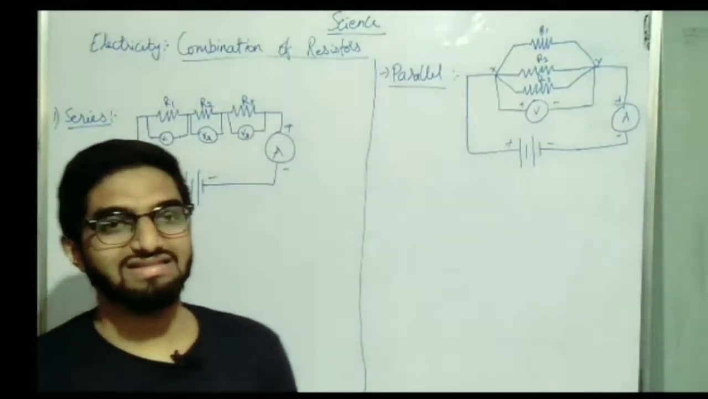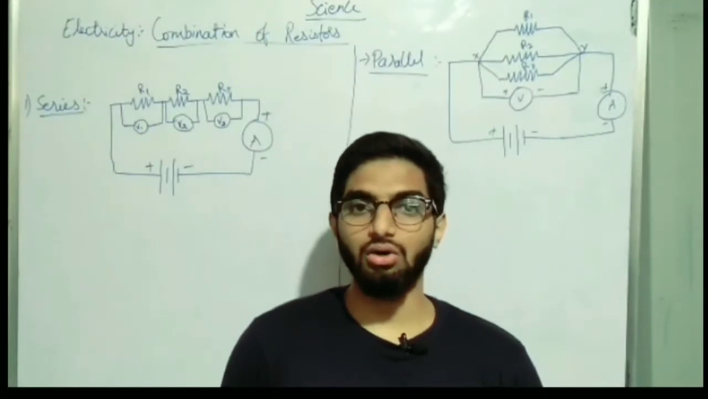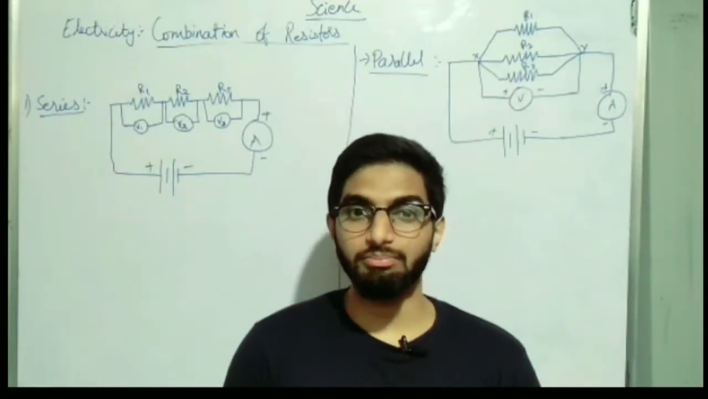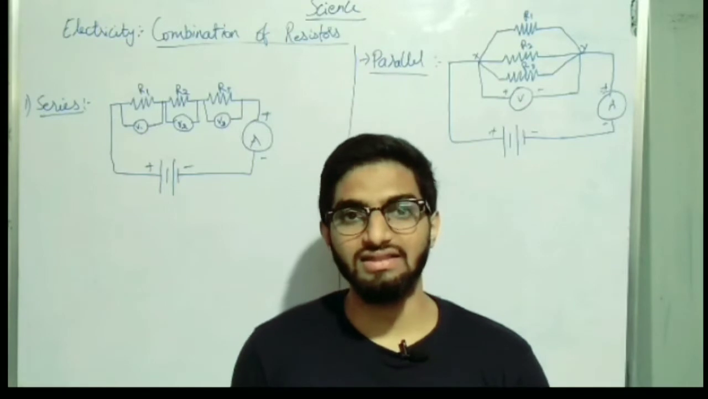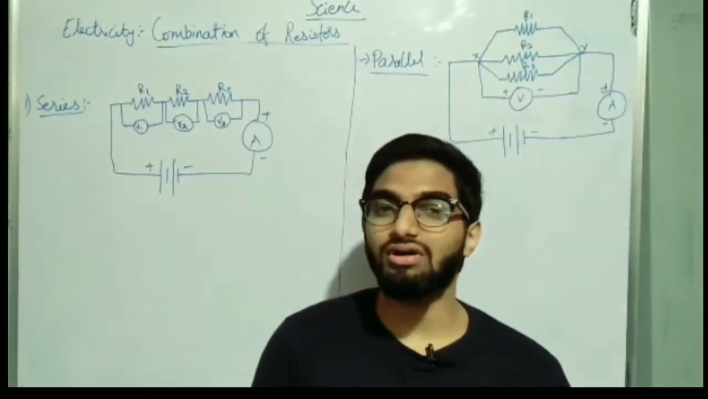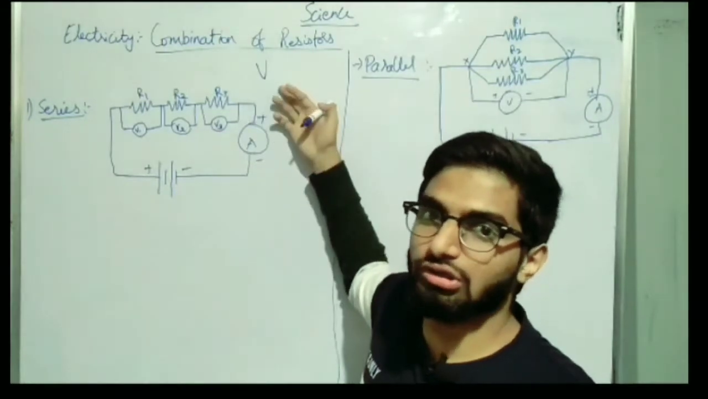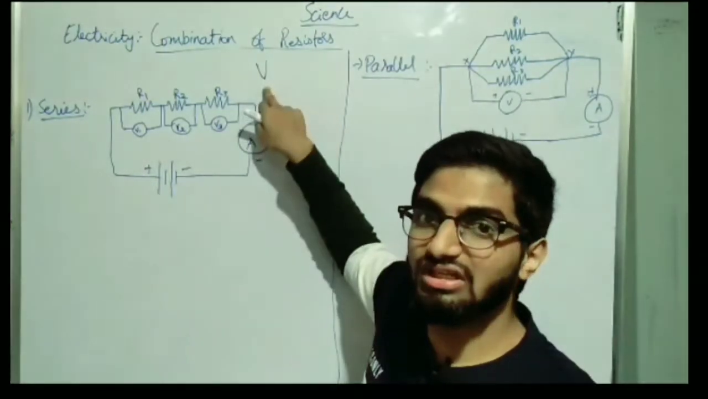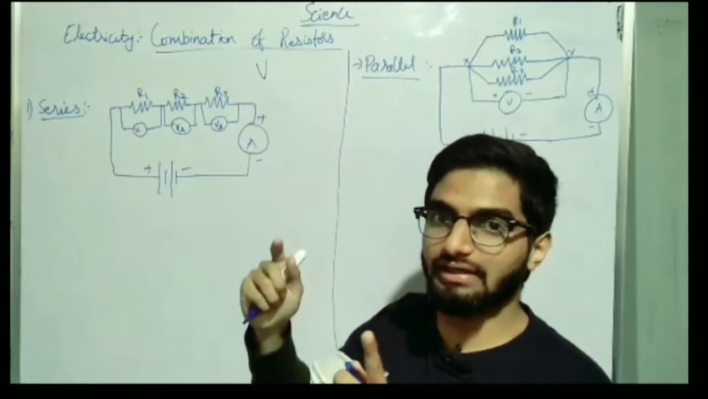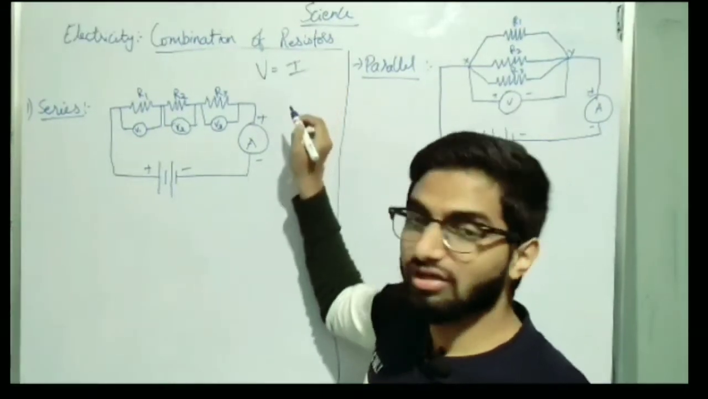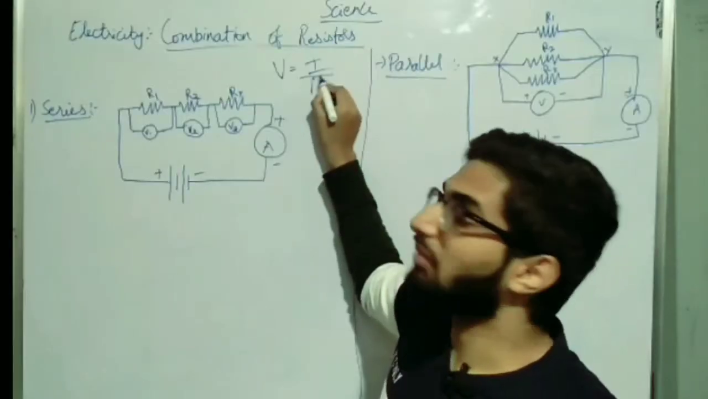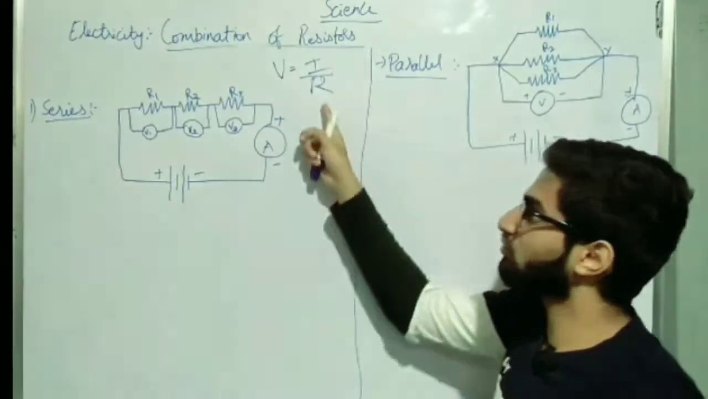Now what is resistor? We know how the current in a conductor depends on the potential difference and the resistance. So basically what is this? This is your Ohm's law. What does Ohm's law say? Potential difference, or you can call it voltage, across the conductor is equal to the current in the conductor times your resistance. So this is your Ohm's law, right?